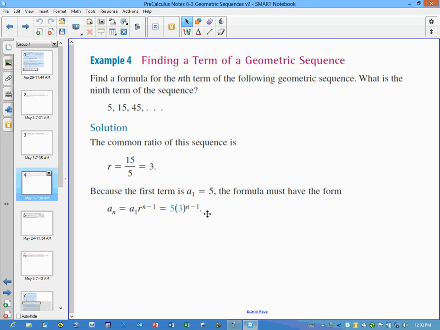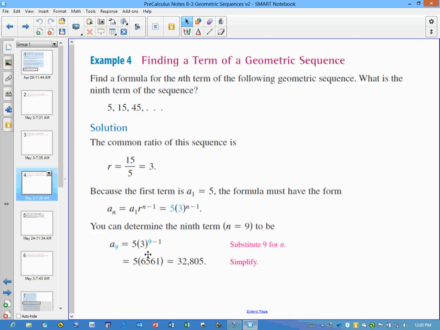Now with this formula, I can find any term, and they want the ninth term, which means n is 9. So substituting in n equals 9 gives me this expression. And simplifying it, you get 32,805.